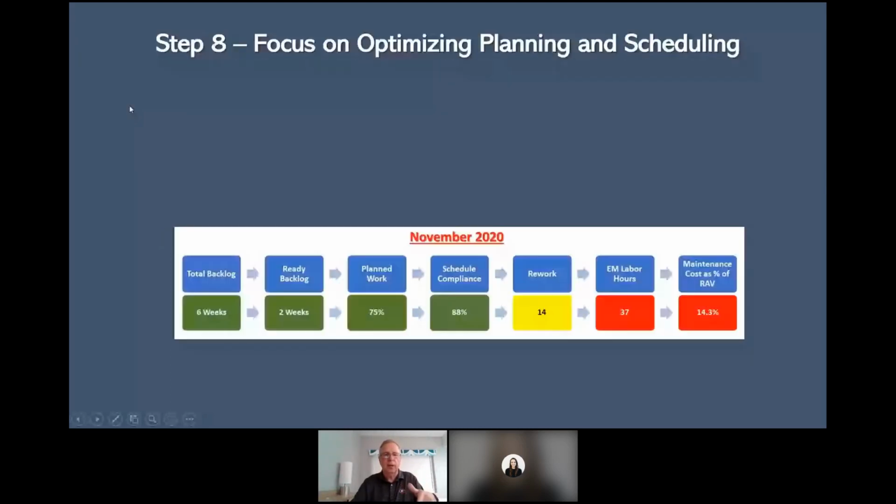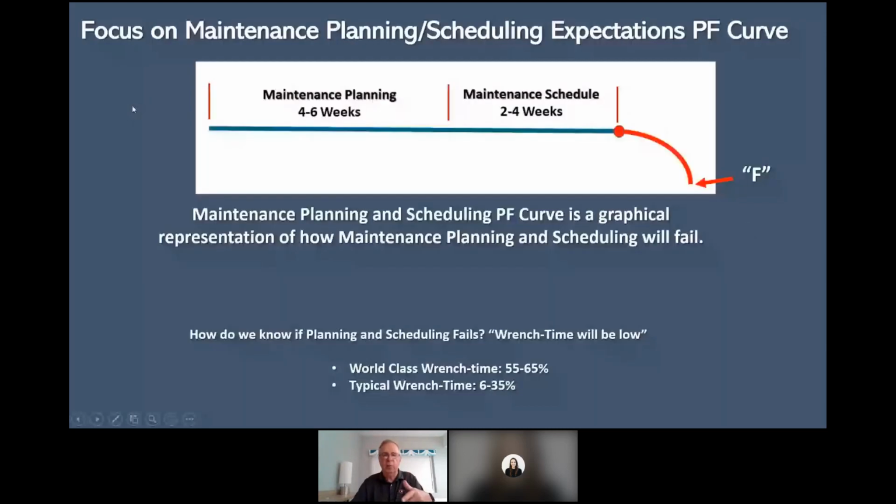So how does planning and scheduling fail? Wrench time will be low. World-class maintenance wrench time is 55 to 65%. Typical wrench time is 25 to 35%.